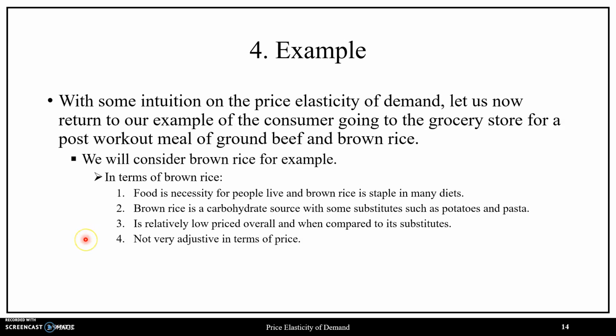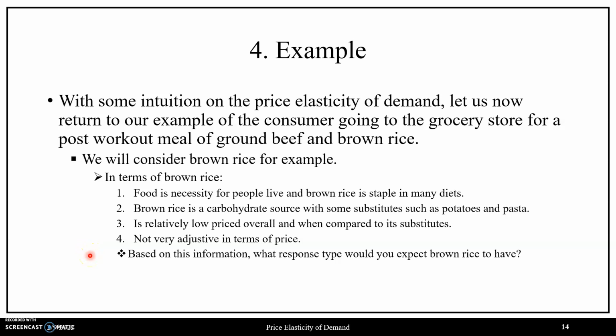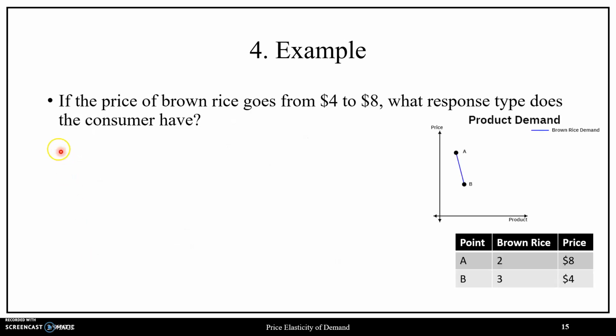And lastly, it is not very adjustive in terms of price, so with all this information in mind, would we expect the response type for brown rice to be inelastic, elastic, or unitary elastic? So let us find out. If the price of brown rice goes from $4 to $8, what response type does the consumer have in terms of the price elasticity of demand?